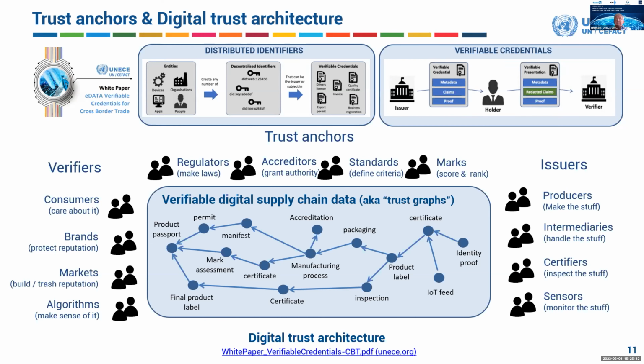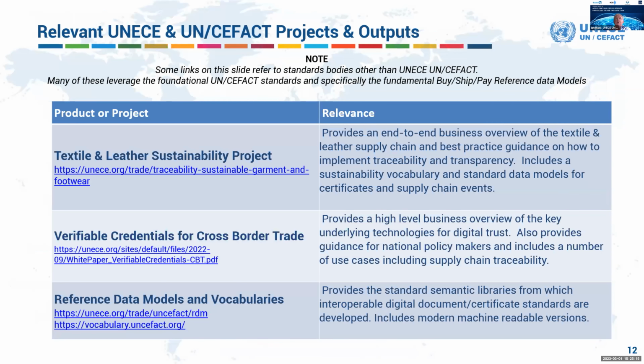Next slide, please. There are a number of projects that display what's going on at the moment. The leather and textile sustainability is a well-advanced project run with UNECE, UN/CEFACT involved, GS1 involved. So that's very interesting case studies and moving forward very well. The verifiable credentials, we've had a couple of chats about that on the way through here. And the reference data models of the vocabularies so that we understand what we're talking about as we shift data from computer to computer and person to person.